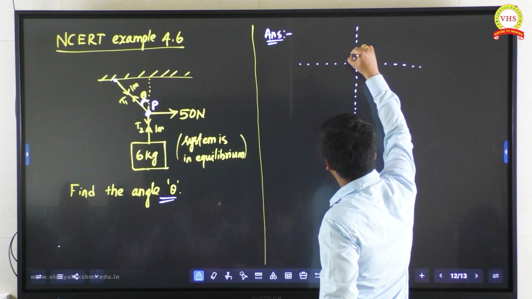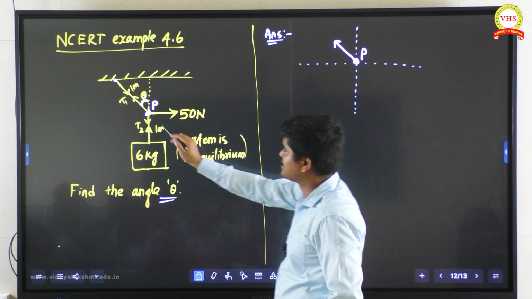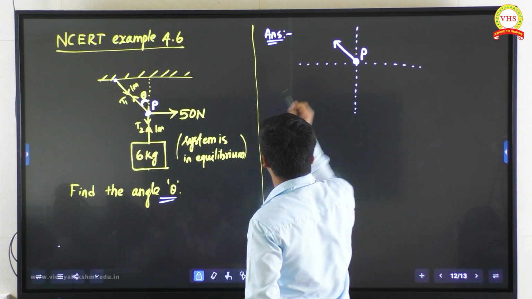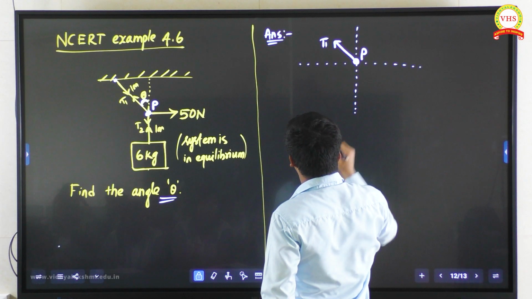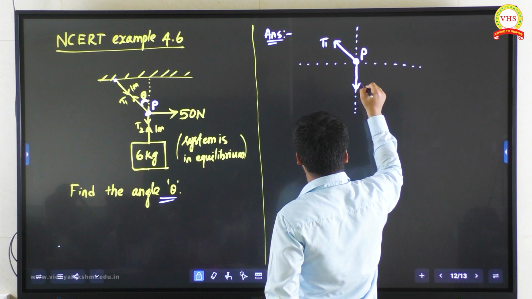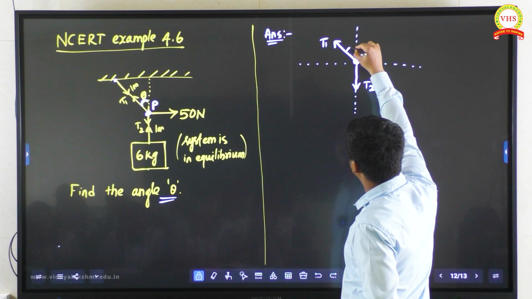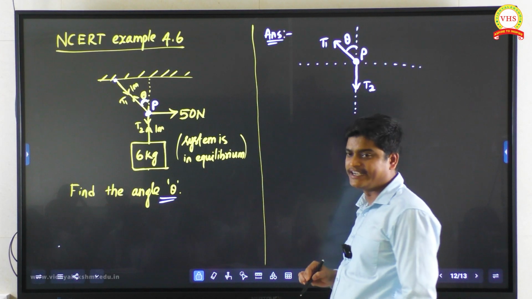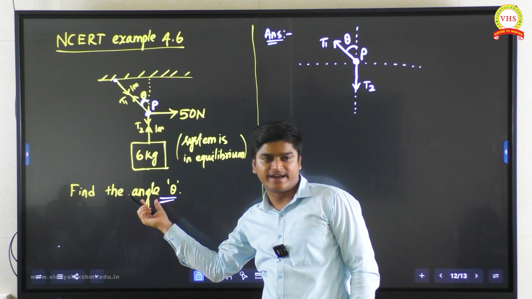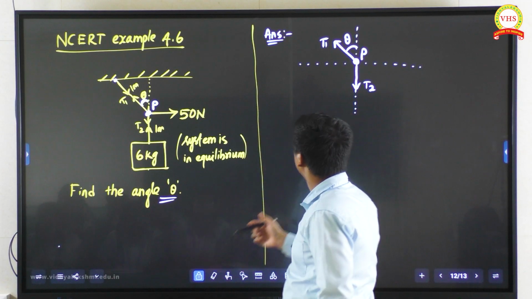Now in this direction one tension is there, in this string, that is T1. And here downward one tension is there, that is T2. From the vertical, T1 is making an angle theta. That theta we need to find. This is the question. Now next, listen.